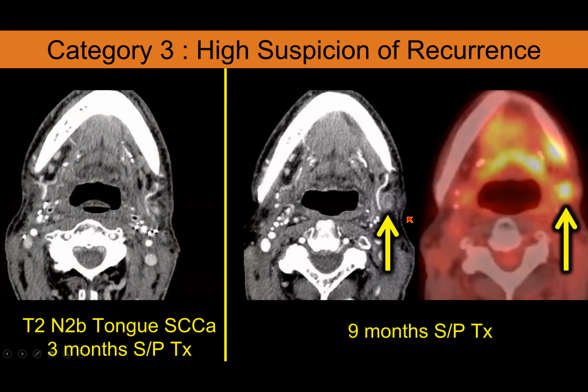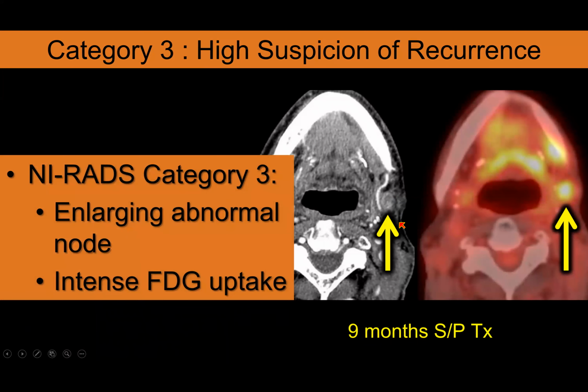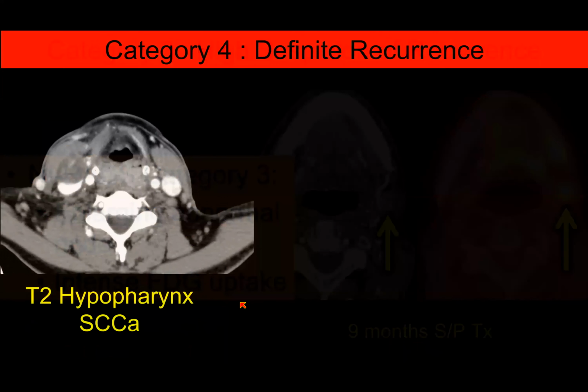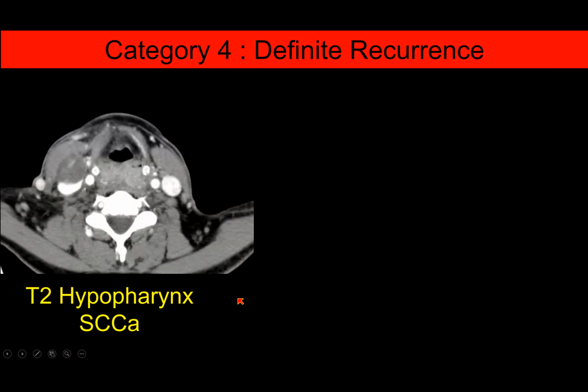On the more delayed follow-up, at 9 months, we see that lymph node definitely got larger at the angle of the mandible, with a lot of increased uptake. So we're very suspicious of that. That's high suspicion in a lymph node. So the next staging is going to be NI-RADS 3 on this patient because of an enlarging abnormal node and intense FDG uptake. Then lastly, category 4, the red, is definite disease.